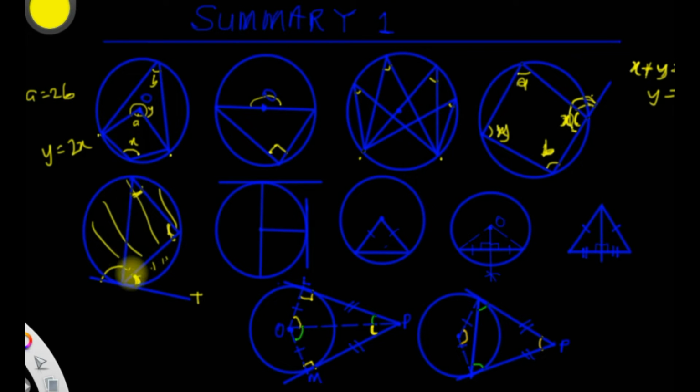And then we said that all the vertices of the triangle formed by the chord must touch the circumference. All three vertices of the triangle formed by the chord must touch the circumference. So if any vertex does not touch the circumference, then that is not the alternate segment theorem.